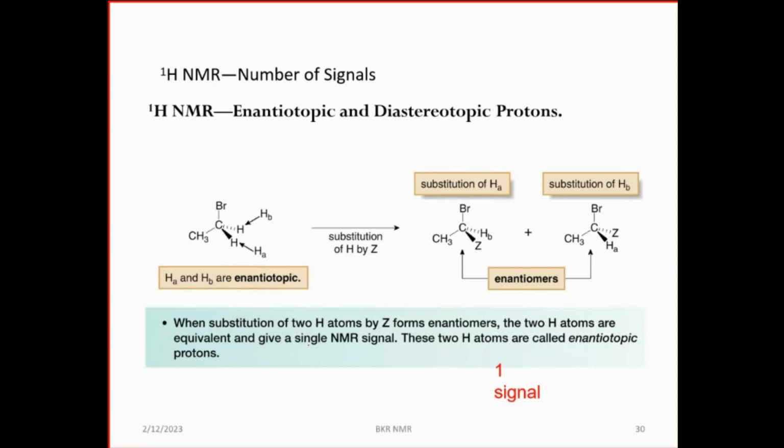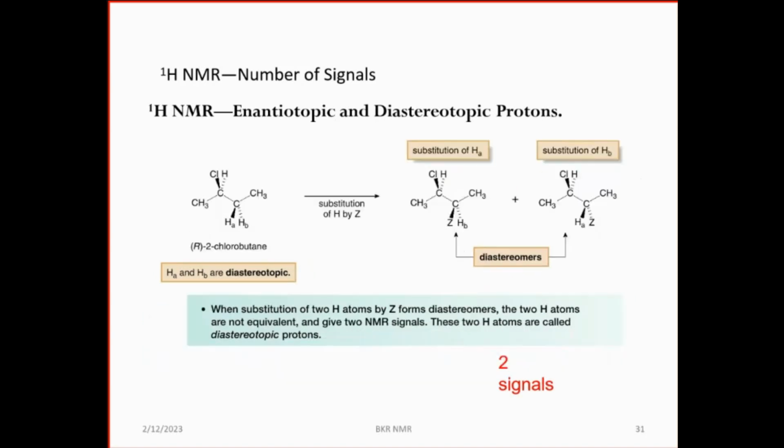Enantiotopic protons will give you a single NMR signal. Homotopic protons will also give you a single NMR signal. But if they are diastereotopic, they'll give you 2 NMR signals.